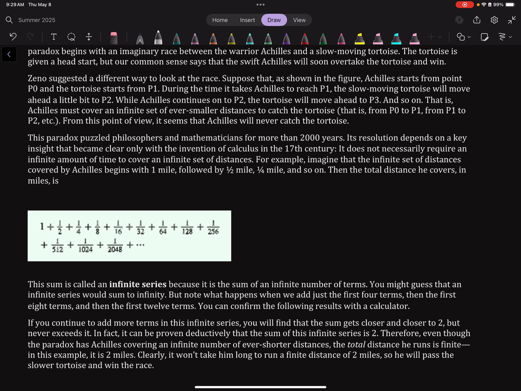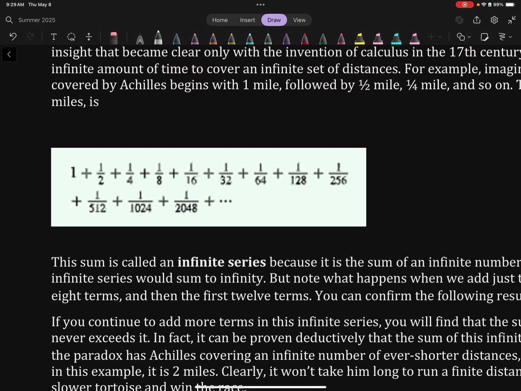For example, imagine that the infinite set of distances covered by Achilles begins with 1 mile, followed by half a mile, followed by a quarter, and so on. Then the total distance he covers in miles is... So we're saying that every time you meet the next threshold, it goes from 1 mile to a half, to a quarter, to an eighth, to a 16th, to 1/32, 1/64th, all the way forever. You can keep halving it forever.